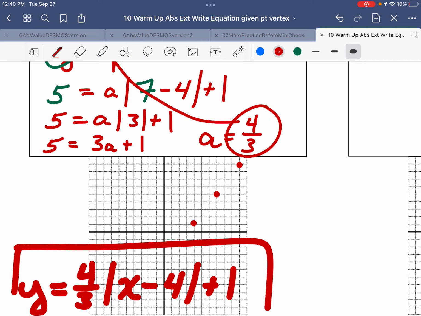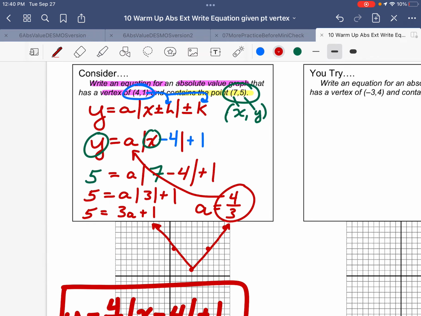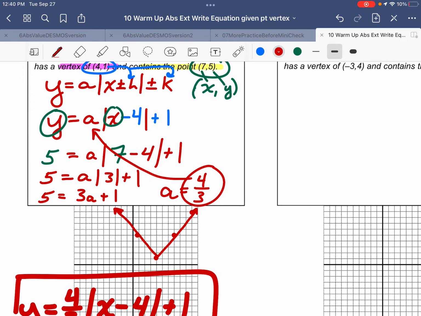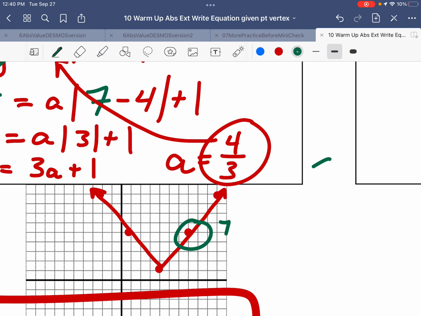And then you can do that backwards, right? I can go up 4 and over 3 and up 4 and over 3. And I have my graph. But the reason I know that this graph is correct is because, look, it actually passes through the point 7,5. Remember the point 7,5 that was supposed to be part of this equation? Well, here it is.